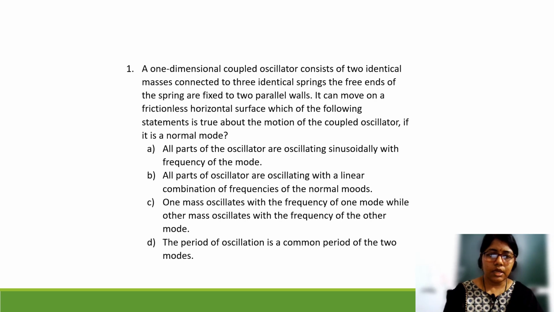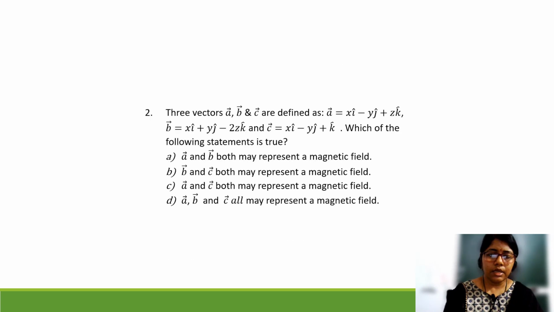Now let us quickly go to the second question. Three vectors A, B, C are defined as A is equal to x i cap minus y j cap plus z k cap. B is equal to x i cap plus y j cap minus 2z k cap. And C is equal to x i cap minus y j cap plus k cap. Which of the following statements is true?